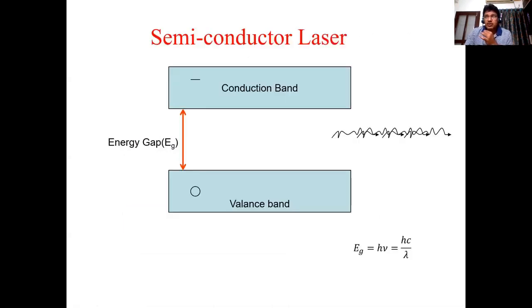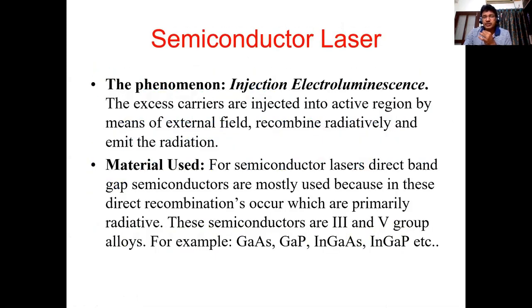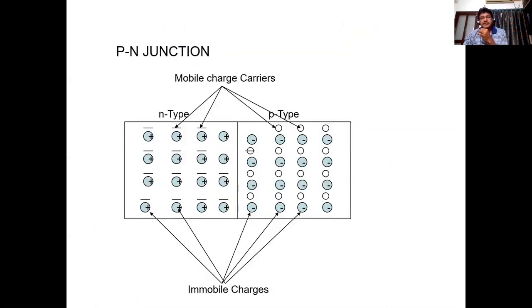To get the emission of radiation in a semiconductor laser, we need more electrons in the conduction band and more holes in the valence band. That is possible only with a PN junction. If you take a PN junction, here we take an N-type semiconductor and a P-type semiconductor and form a junction.